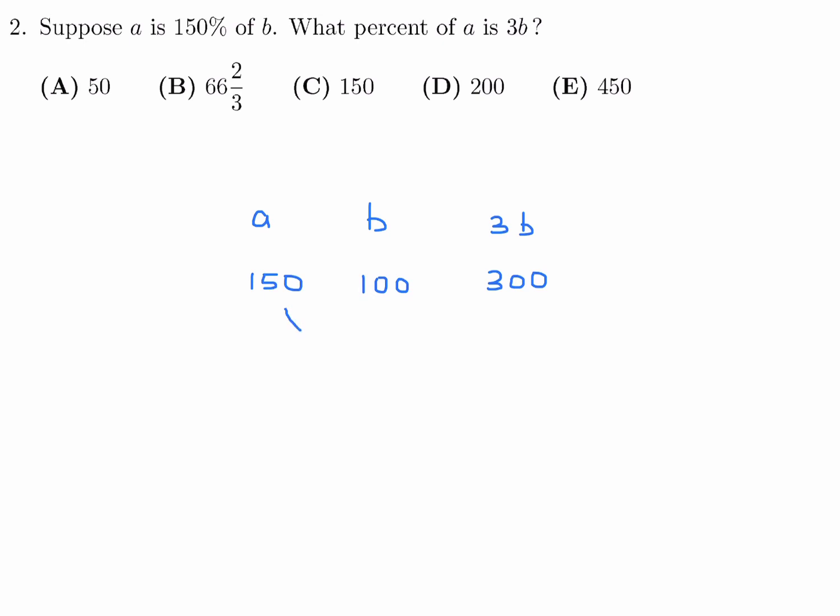Well, to get 3B, we would have to basically multiply A by 2. So 200% of A is 3B. So that would be the answer. Therefore, number 2, the answer is D.